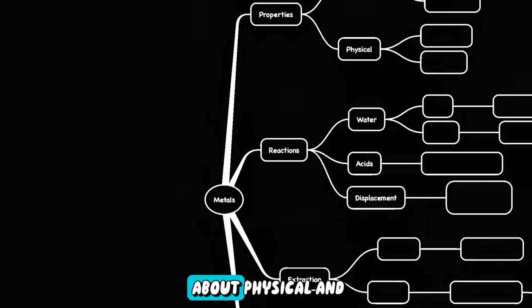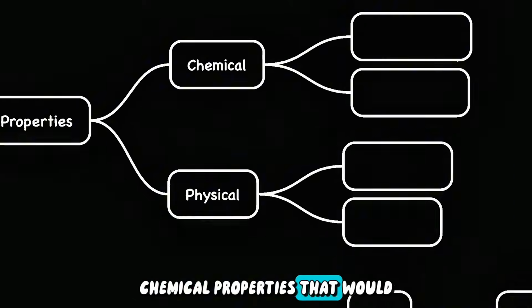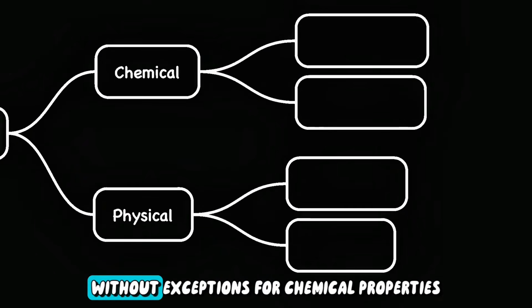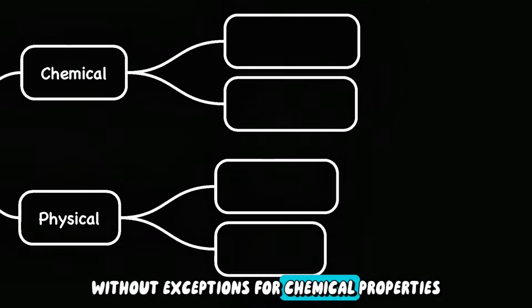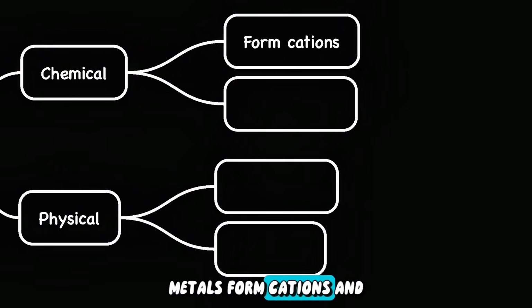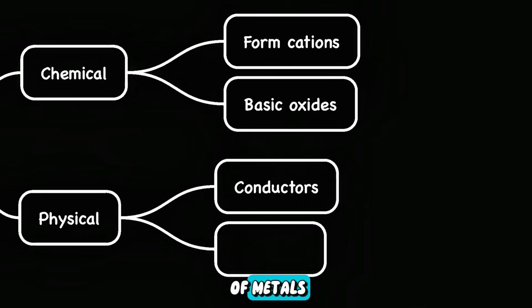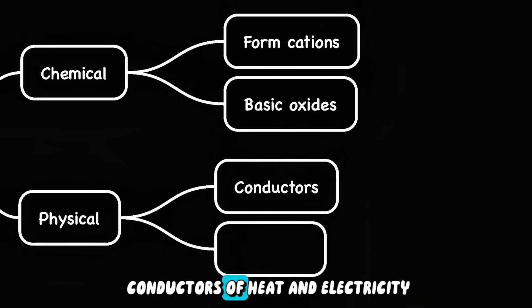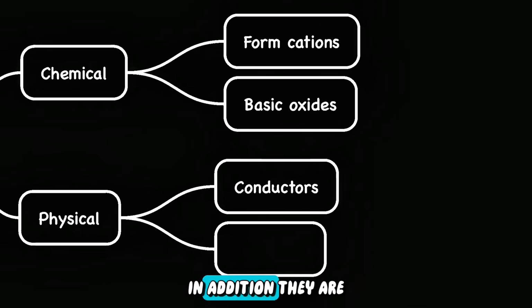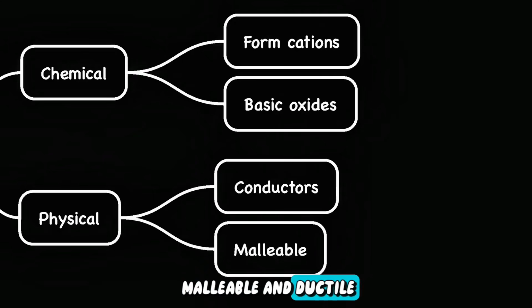We will first talk about physical and chemical properties that would apply for all metals without exceptions. For chemical properties, metals form cations and form basic oxides. The general physical properties of metals is that they are conductors of heat and electricity. In addition, they are malleable and ductile.